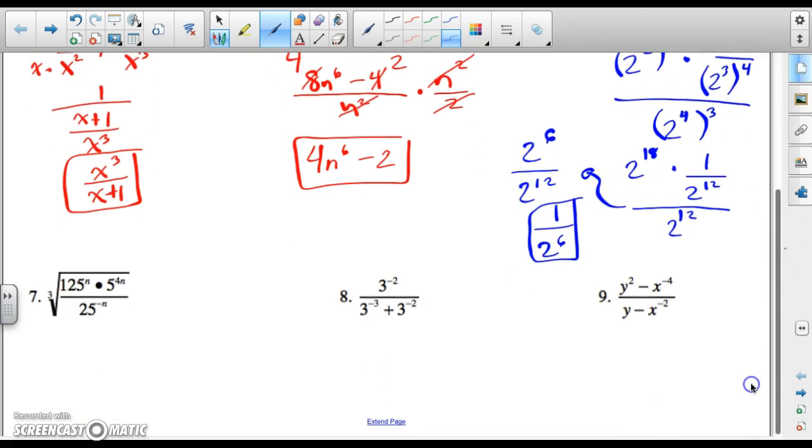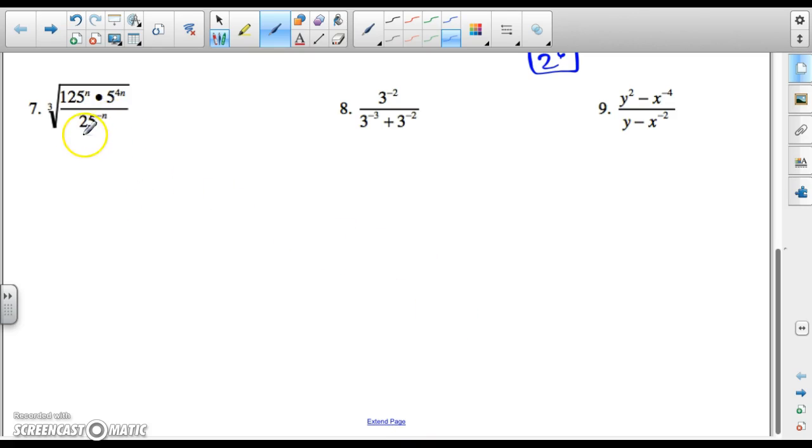Going on to the last set, 7, 8, and 9. Number 7, we see the same rule, actually. This is the same thing as what we saw in number 6. 1, 25, 5, and 25, they all have common bases of 5. So let's change it all. Also, we know that this is just the same thing as a fractional exponent. That's the same thing as 1/3. We learned that from Algebra 2. So we can just go ahead and rewrite this.